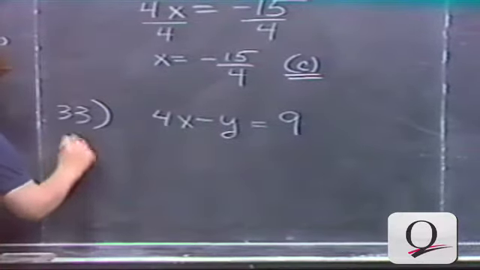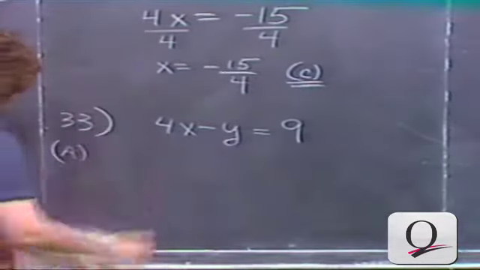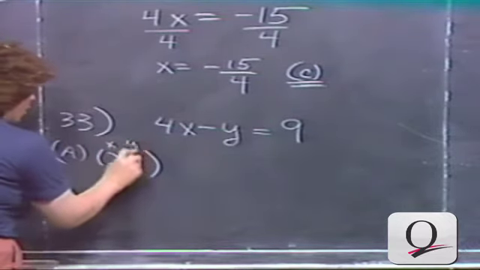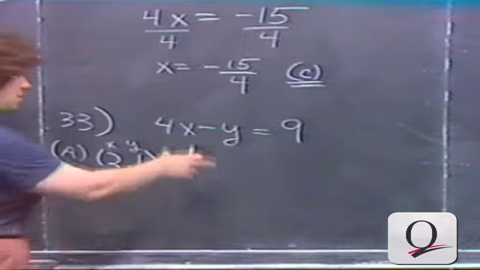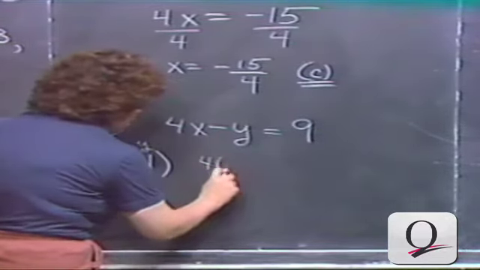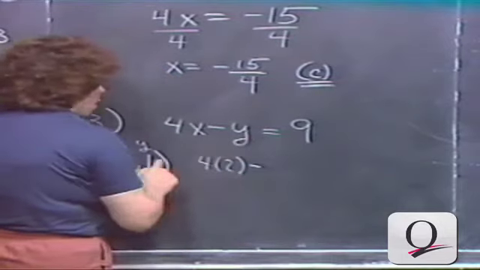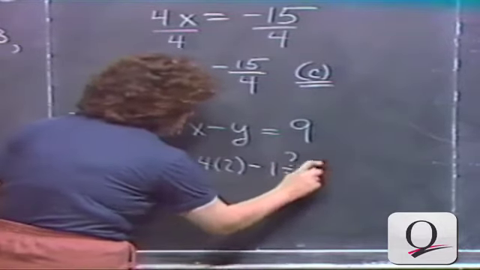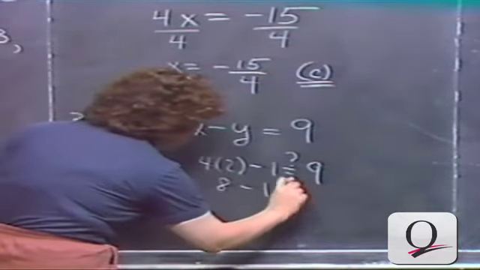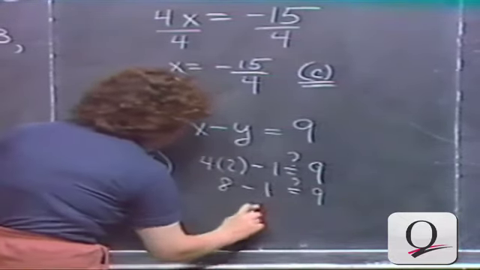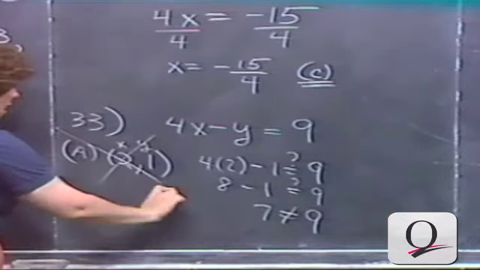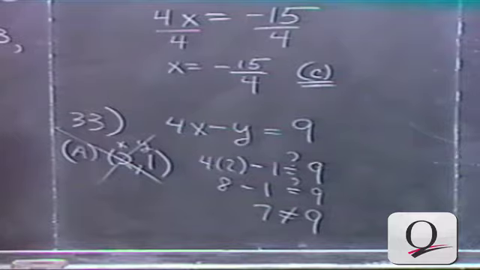In choice A, they give you the point (2, 1). This means x is equal to 2 and y is equal to 1. Let's see if we get a true statement. Well, if x is 2, this becomes 4 times 2 minus y, which is 1, should be equal to 9. But that gives us 8 minus 1, and of course 8 minus 1 is 7. 7 is not equal to 9, so choice A is out. And we move now to choice B.